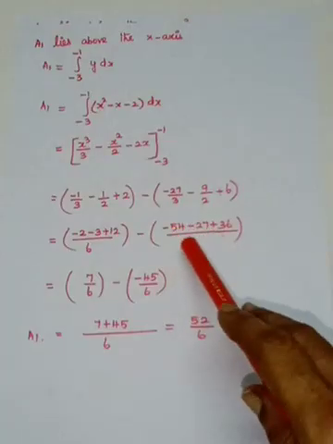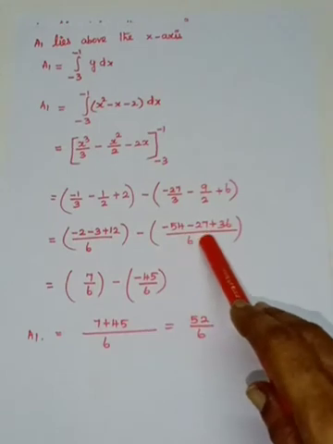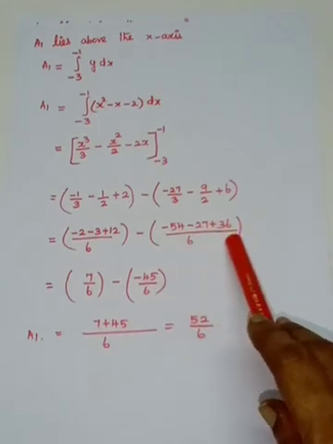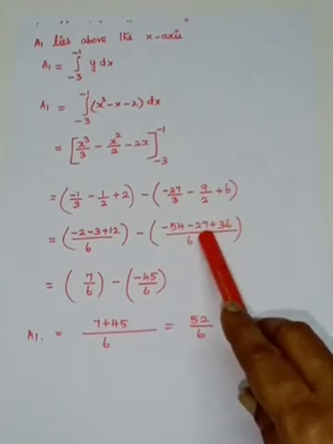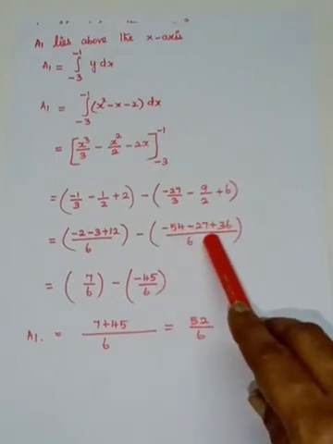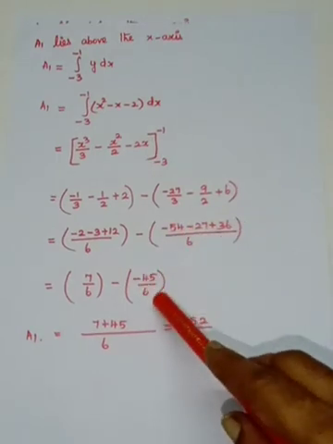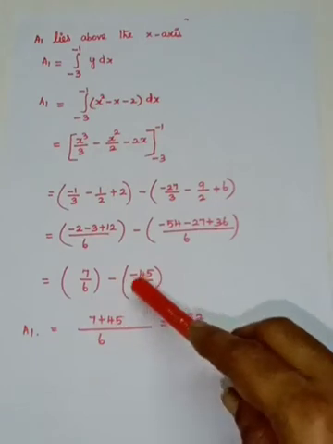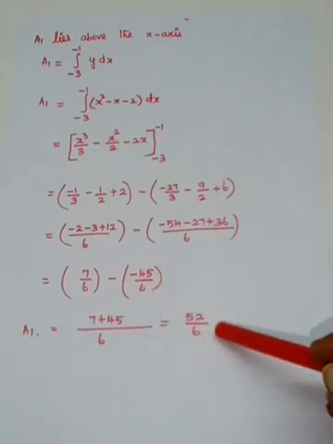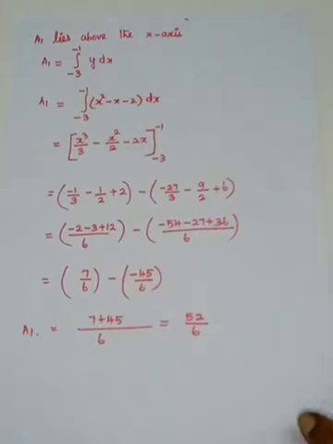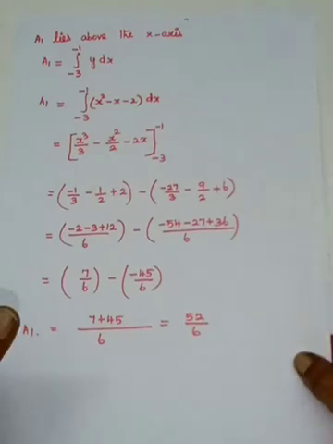So here, minus 54 minus 27. Minus 27 plus 36 is 9. So minus 54 plus 9 is minus 45 by 6. Minus into minus is plus, so 45 plus 7 is 52 by 6. You can simplify, but otherwise we can finally go for it.